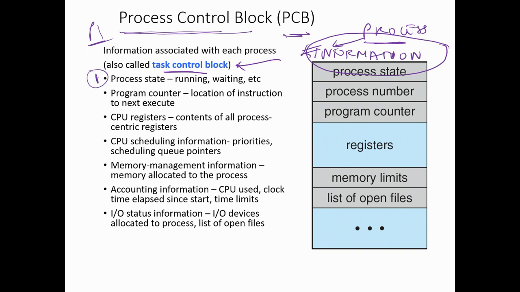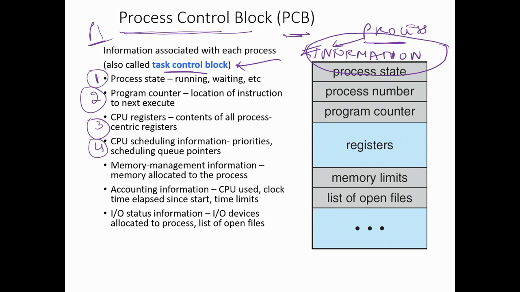Second thing, the program counter. The program counter holds the location of the instruction which is to be executed next, as I said already. When the process is being executed, it executes instructions sequentially. So once instruction I1 has been completed, the program counter will hold the location of instruction I2, which is to be executed. Clear? Yes.